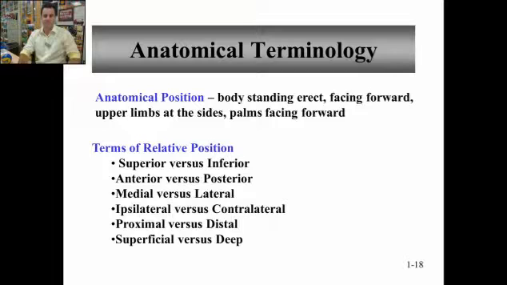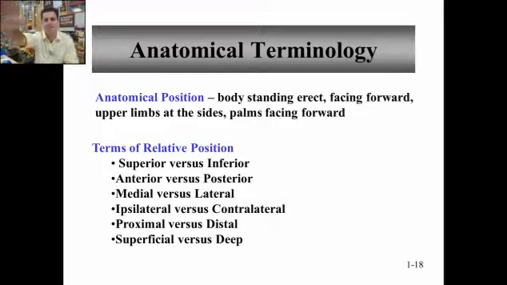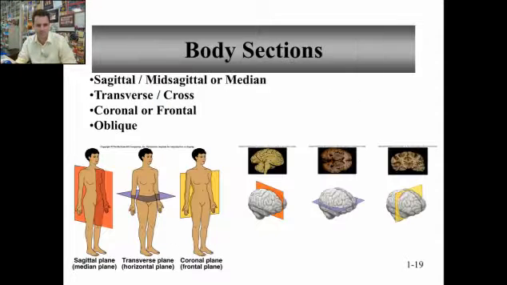Okay, so positioning. Superior and inferior are used together. We'll show you what they mean. Anterior and posterior, medial and lateral, ipsilateral and contralateral. You probably have to know the least about those of all of them. And then proximal versus distal you have to know, and superficial versus deep. One we'll talk about a little less as well.